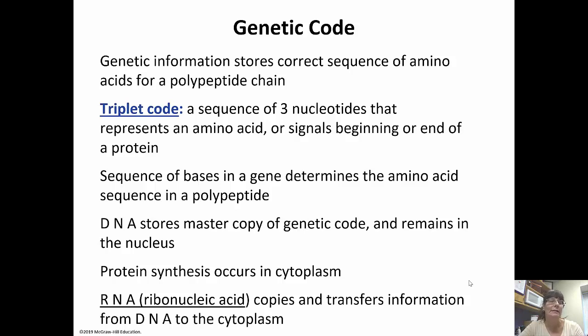So protein synthesis occurs in the cytoplasm, but the RNA is copied and transfers the information from the DNA. So the RNA is made inside the nucleus, and then it leaves the nucleus and goes to the cytoplasm to direct the synthesis of the protein.